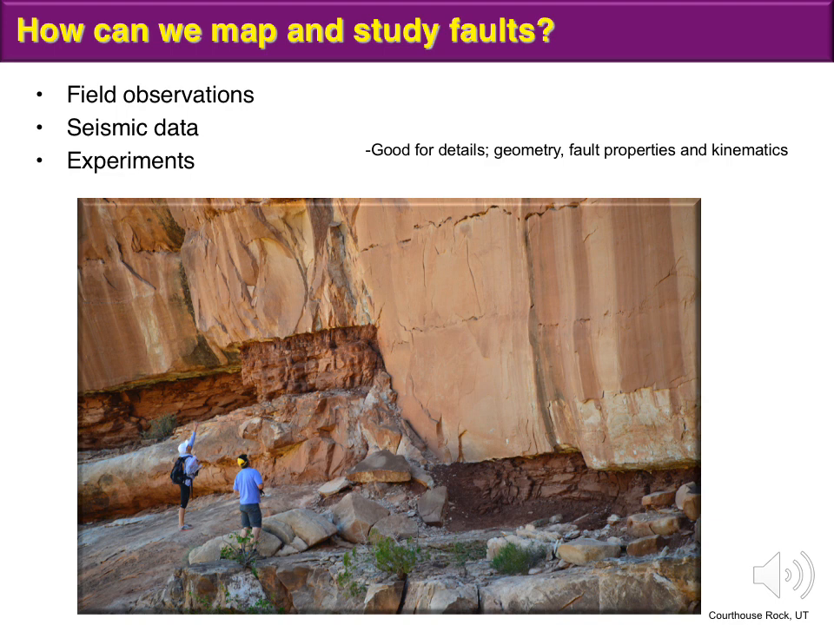So how can we map and get information about faults? Well, there's field observations, seismic data and experiments. And field observations are really good for details, small scale geometry, fault properties, kinematics, and sometimes we find very nice examples to study.